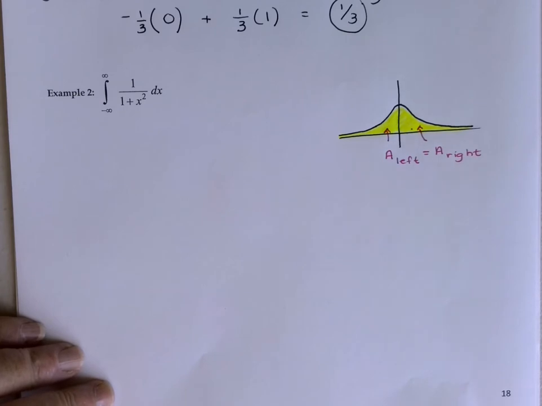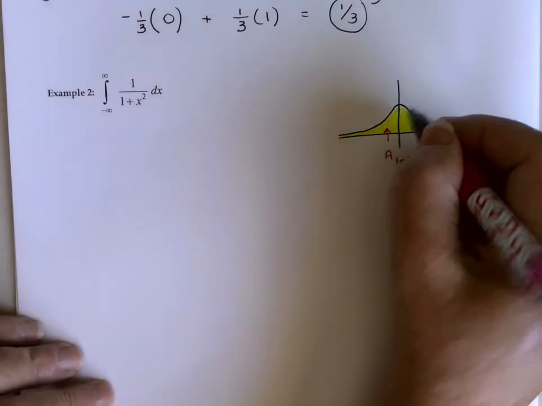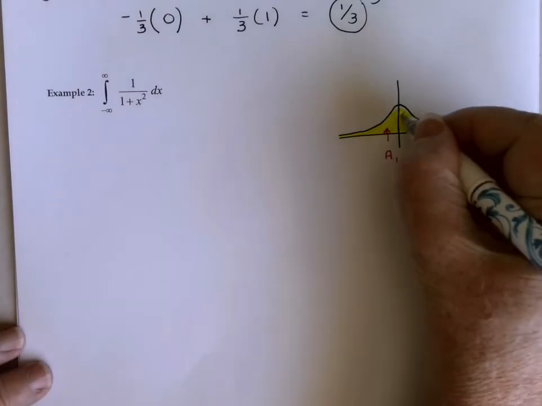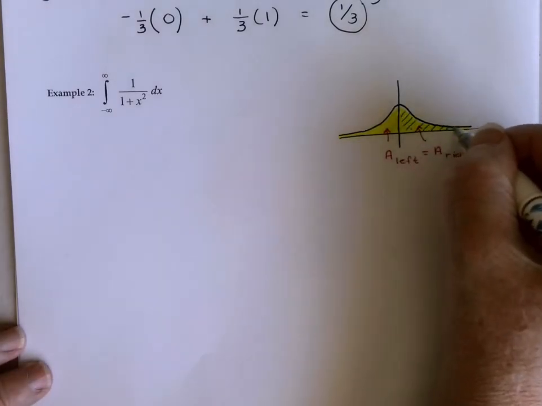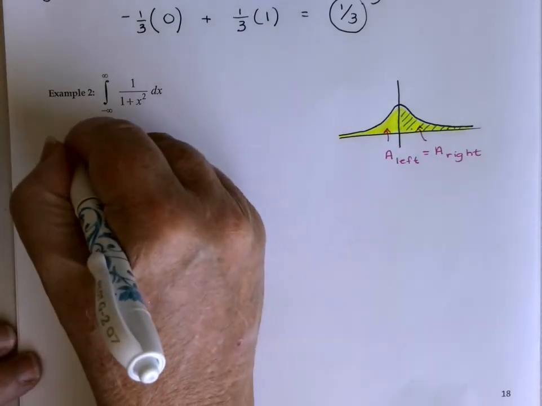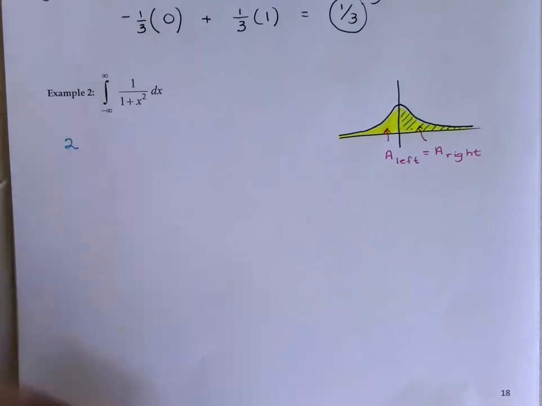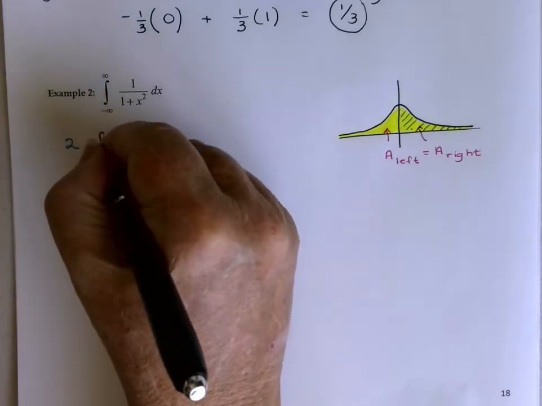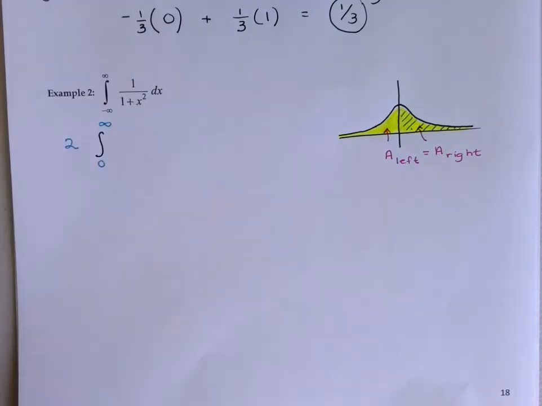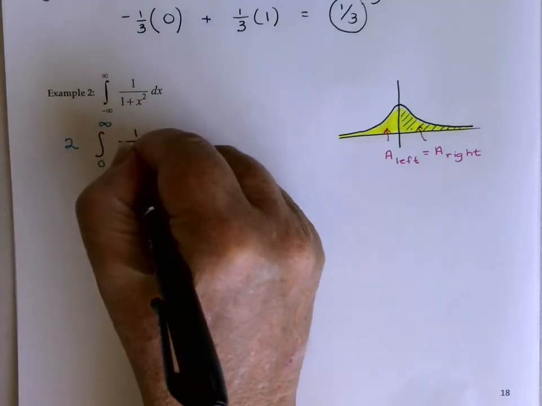Therefore, what I could do, instead of setting this up as two separate integrals, is maybe I'll just do the part over here on the right-hand side, from 0 to positive infinity, and then I'll double it, knowing that the left side's the same. So I'm going to say let's do 2 times the integral, and we'll only go from 0 to infinity. And that'll save me some repetitive work.